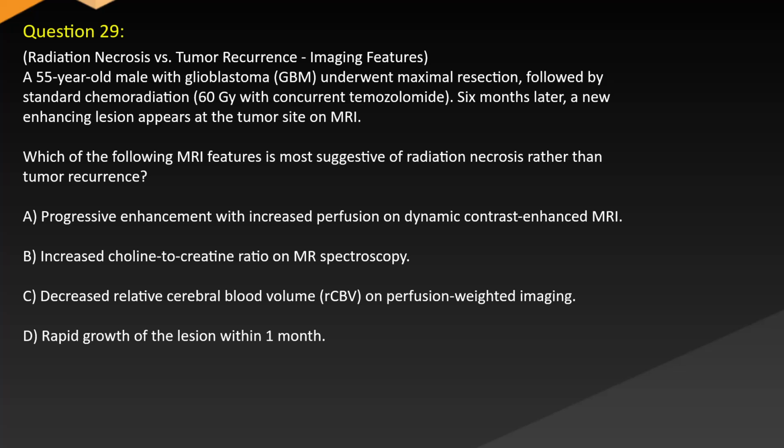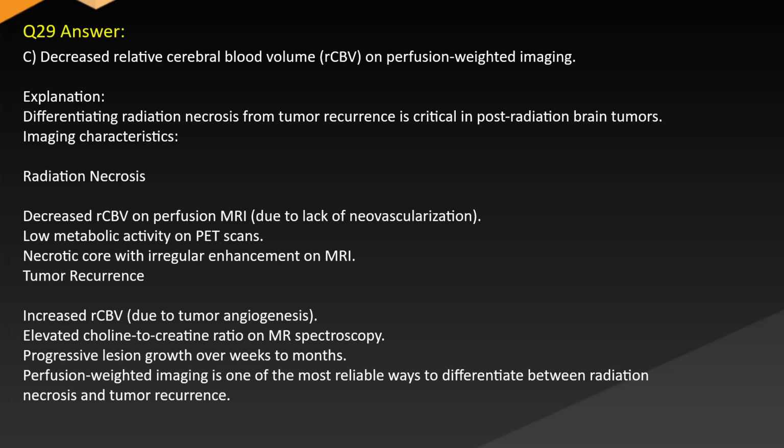A. Progressive enhancement with increased perfusion on dynamic contrast enhanced MRI. B. Increased choline to creatine ratio on MR spectroscopy. C. Decreased relative cerebral blood volume (rCBV) on perfusion-weighted imaging. D. Rapid growth of the lesion within 1 month. Answer: C. Decreased relative cerebral blood volume (rCBV) on perfusion-weighted imaging. Explanation: differentiating radiation necrosis from tumor recurrence is critical in post-radiation brain tumors.